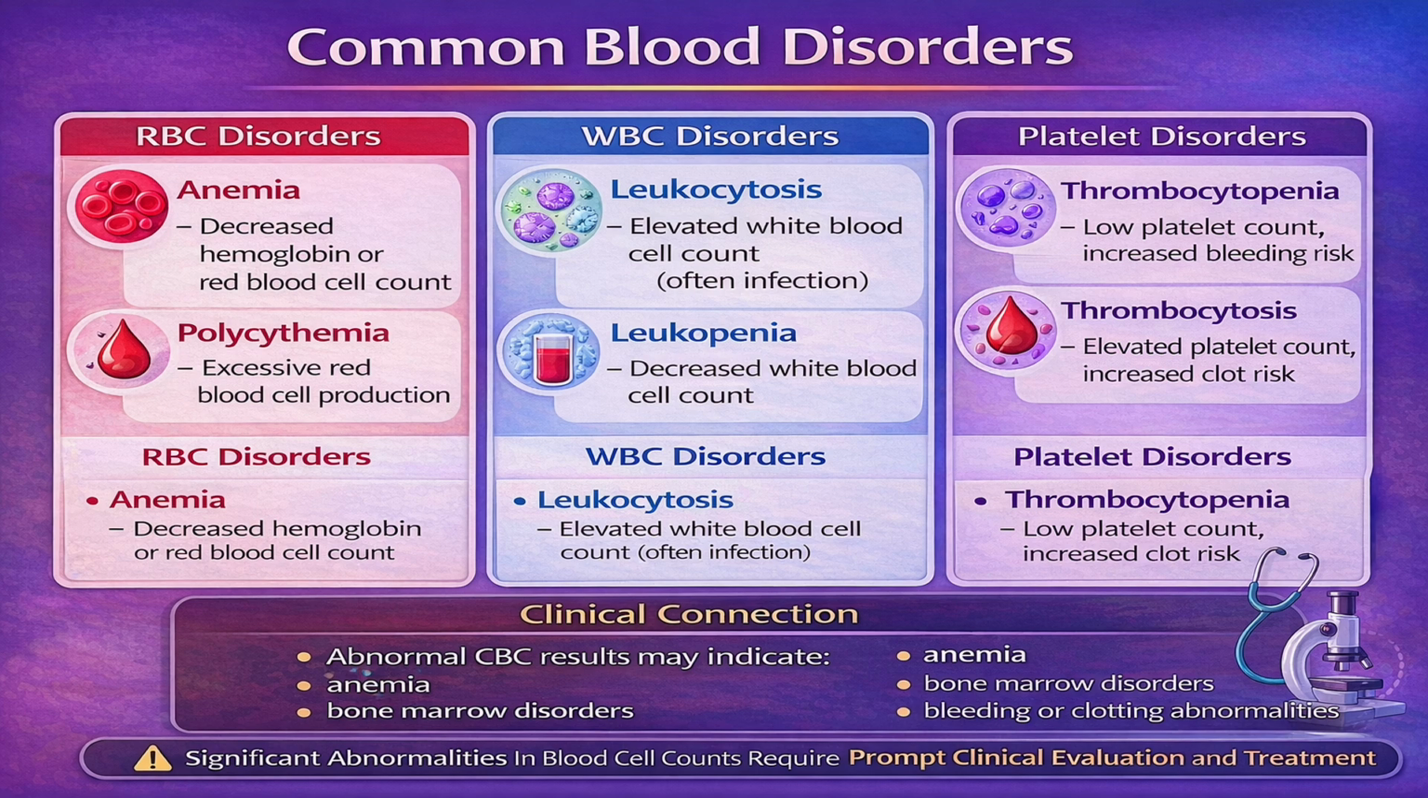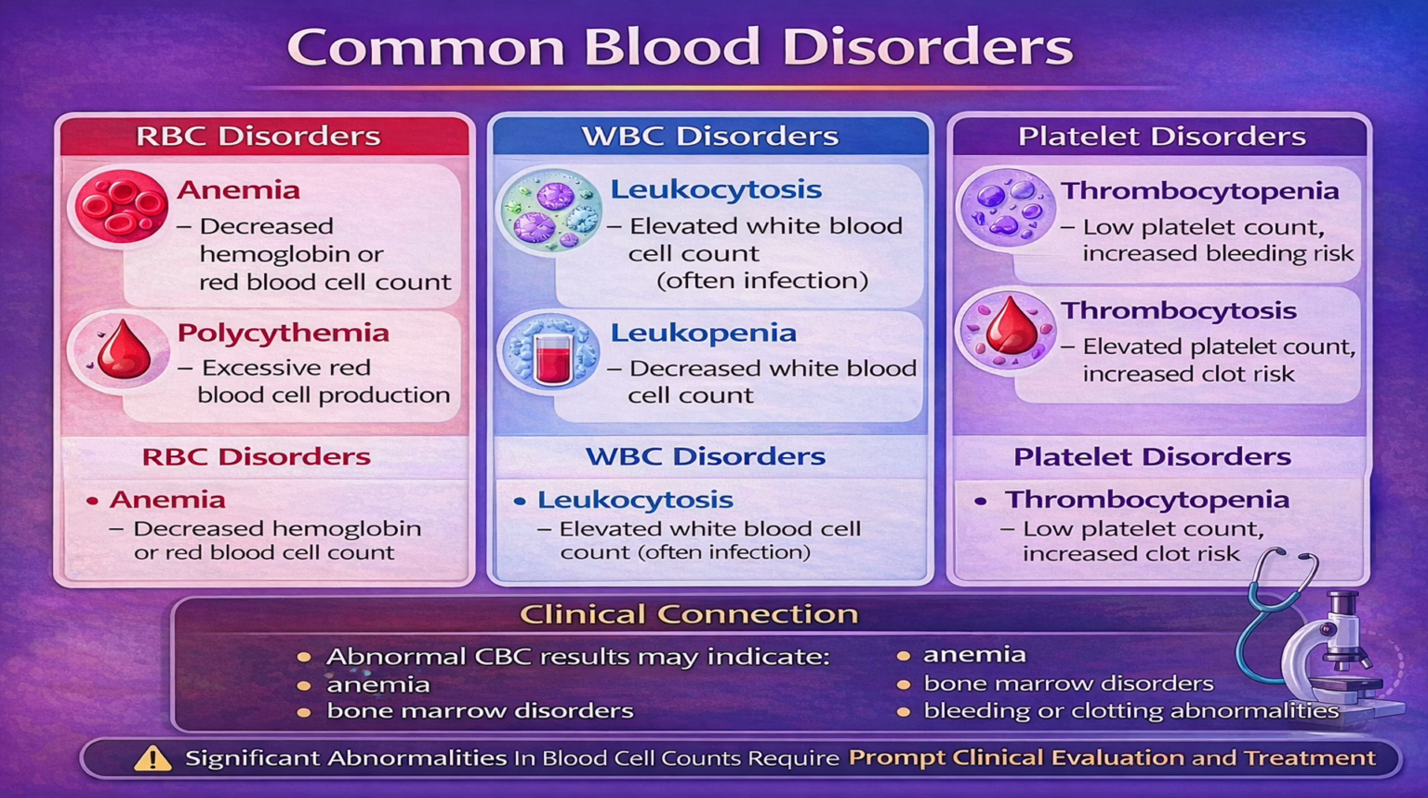Abnormalities in blood cell counts may indicate a variety of underlying medical conditions. These disorders typically affect red blood cells, white blood cells, or platelets, and are often detected through laboratory tests such as the complete blood count or CBC. One of the most common blood disorders is anemia, which occurs when hemoglobin levels or red blood cell counts fall below normal levels. Anemia reduces the blood's ability to transport oxygen, often causing symptoms such as fatigue, weakness, dizziness, and even shortness of breath.